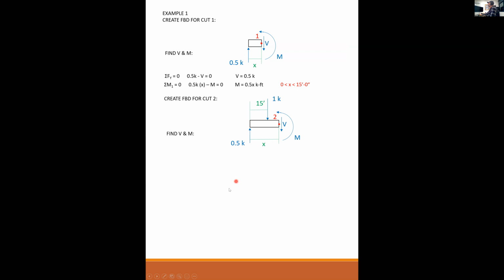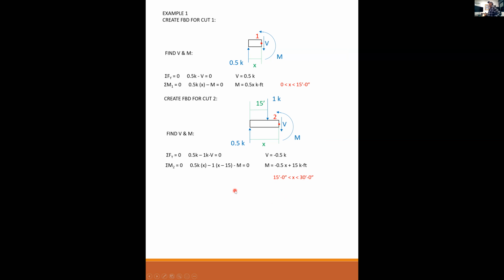So for cut number 1, it's the same procedure we've been doing all along. I put a free body diagram, positive shear, positive moment. There is no load for cut 1, but I have my end reaction of a half a kip. And I solve for my moments, and my moment is 0.5x, and this is valid between 0 and 15 feet. So from the end to the midspan. Then I do it again for cut number 2. And I solve for this, and this one is equal to minus 0.5x plus 15 kip feet. And this is valid from 15 to 30.